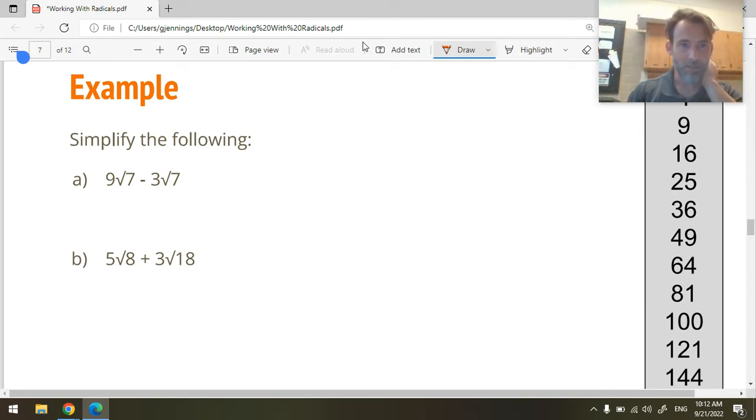Okay, so here we go. Did you pause? Did you try it yourself? I hope so. Anyway, let's keep going. 9 root 7 minus 3 root 7. Well, that's just 6 root 7.